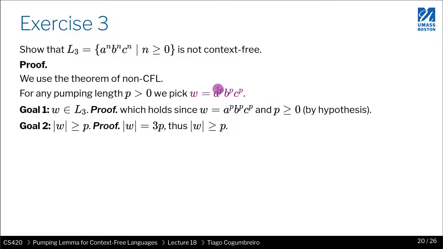If we pick p to be the pumping length, then we first need to show that w, the string, is in L3, which is because we know that we let n be p, and then we trivially know that w belongs to L3. The next thing we need to show is that the length of w is at least p, and we know that it's 3 times p, so therefore it's at least p. So the first two goals are pretty obvious.